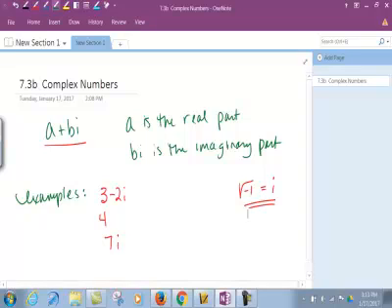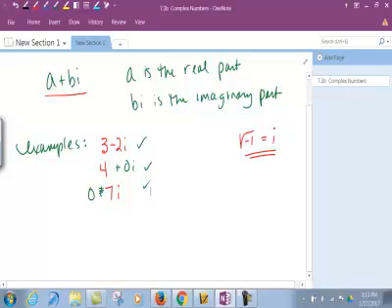I've written some examples of complex numbers up on the board. The first one shouldn't surprise you, 3 minus 2i. The number 4 is actually a complex number because the b value is simply 0. Also, 7i is a complex number and the a value is 0. So all of these that I had up originally on here are examples of complex numbers. All right, so here we go.